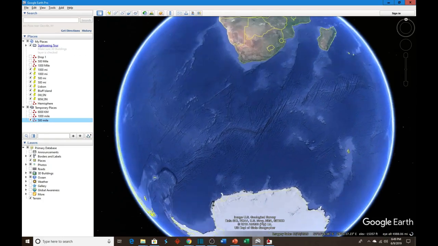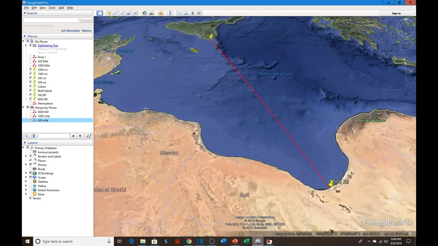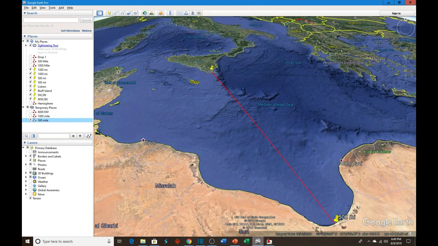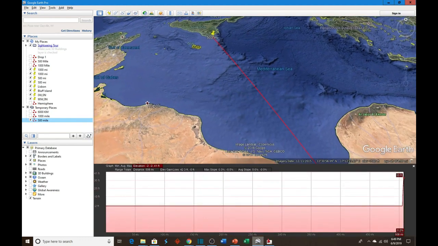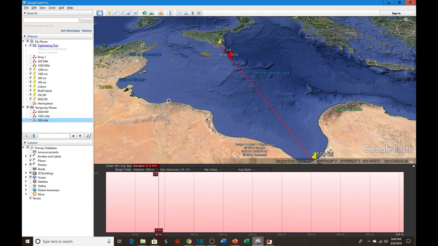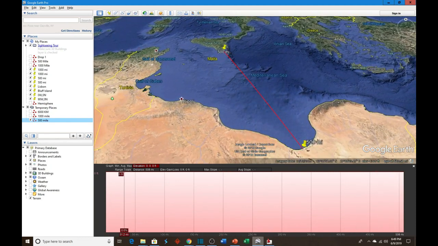Let's go to your 500 mile observation. From Libya over to Sicily, and there's your line. That thing right there. And we'll show the profile just like you did. And sure enough, you'll see sea level all the way across. But there's a reason why you see sea level all the way across there at the same elevation.